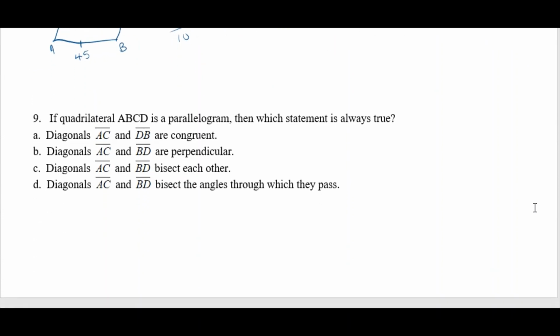All right, last question here, question 9. If quadrilateral ABCD is a parallelogram, which statement is always true? Are the diagonals congruent, perpendicular, bisect each other, or bisect the angles? And welcome back to question number 7, where we want to choose choice C.